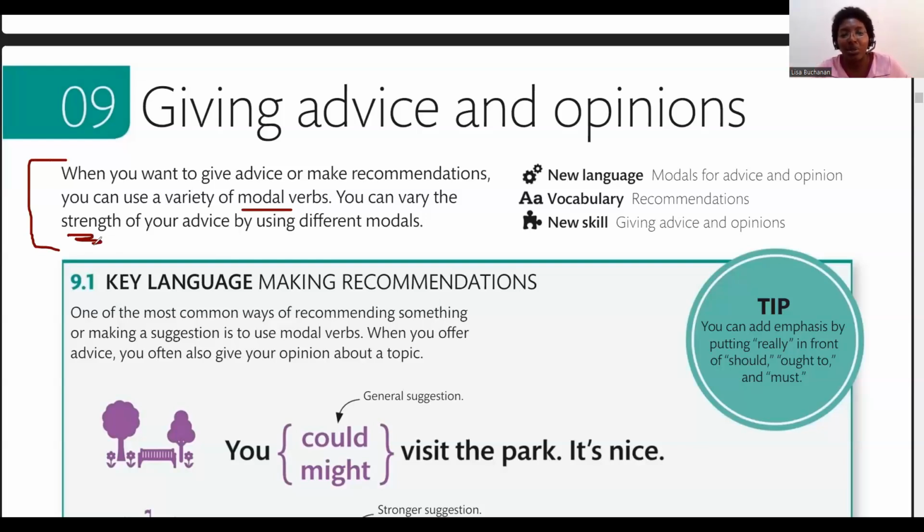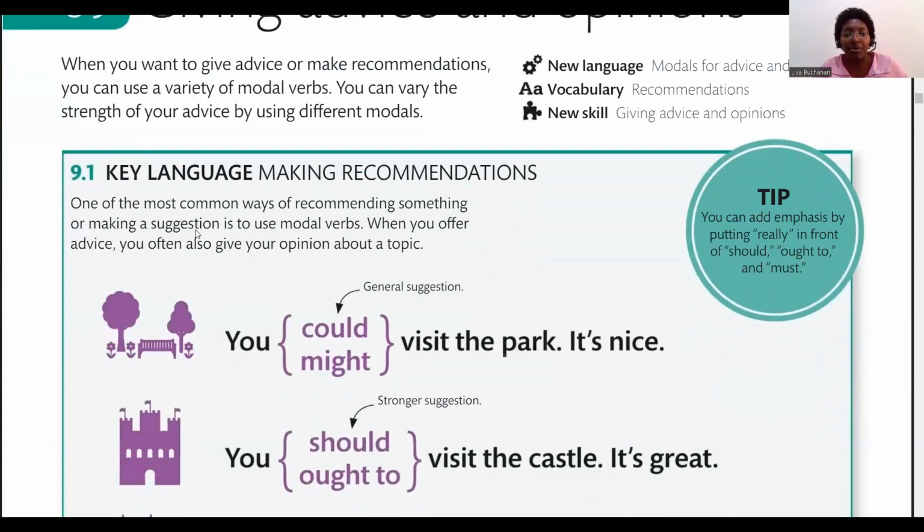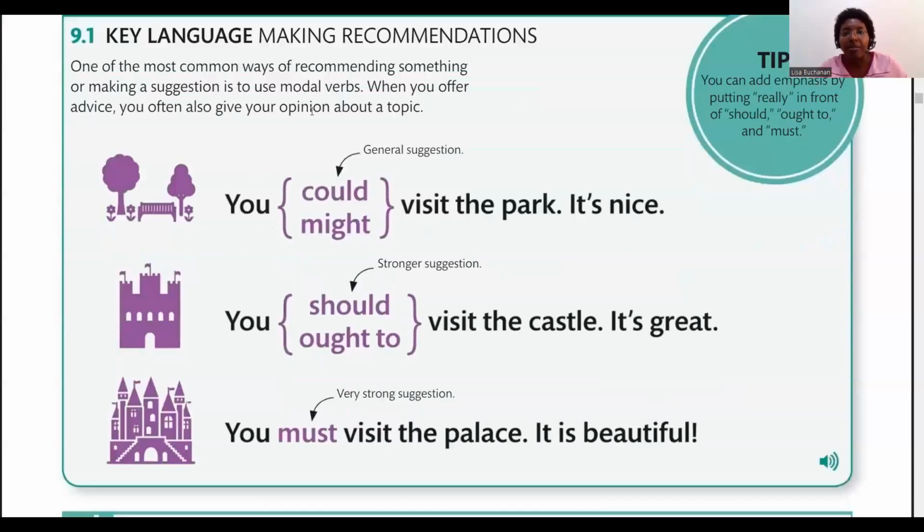So let's take a look at what some of those modal verbs are and how we can vary the strength of our advice. Sometimes we want to give a very strong suggestion, very strong advice, and sometimes we just want to make a general suggestion. Let's look at some examples. We have 3 here for you. The first one, if you're going to make a general suggestion, then you can simply use could or might. That's for a general suggestion. You could visit the park, it's nice. You might visit the park, it's nice.